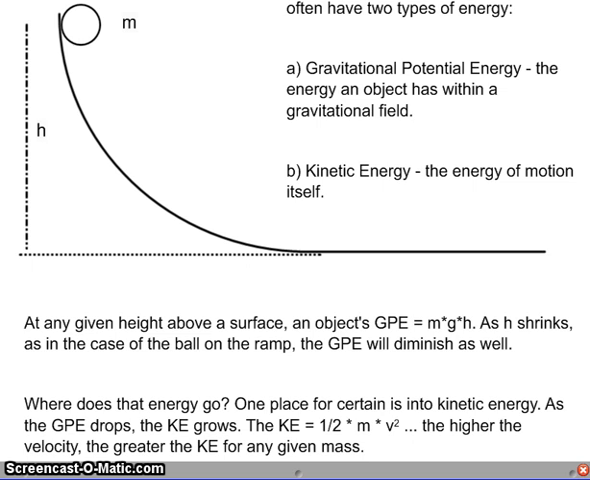So where does that energy go? Well, certainly one place where it goes is that the ball starts to pick up velocity, starts to pick up more and more motion, and so the kinetic energy will grow. Our formula for that is kinetic energy is equal to 1/2 mv squared. And of course, the higher the velocity, the greater the kinetic energy for any given mass.